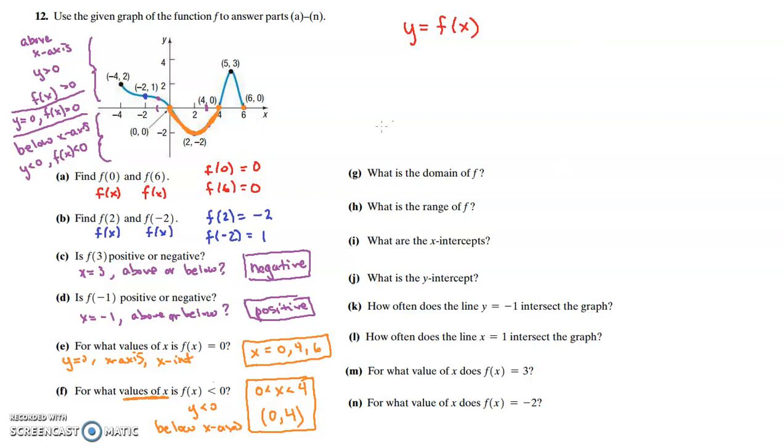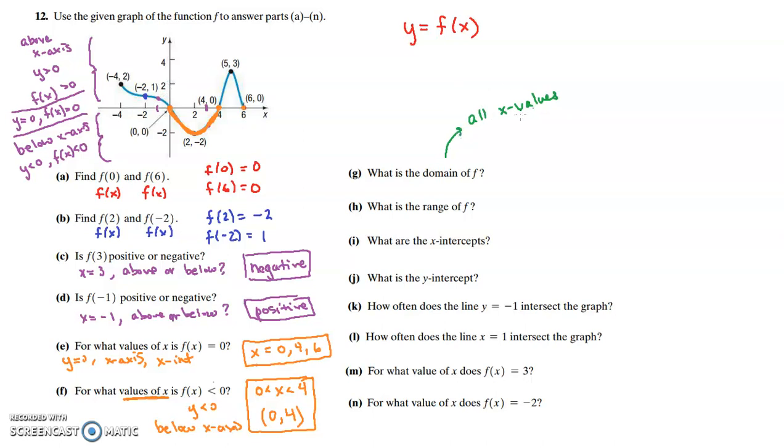Okay, we got A through F done. Moving along to G and H. Domain we talked about a little bit. Remember, domain is all of the allowed x values, and we talked about how to look at that in terms of a function. Now we're looking at it in terms of a graph.